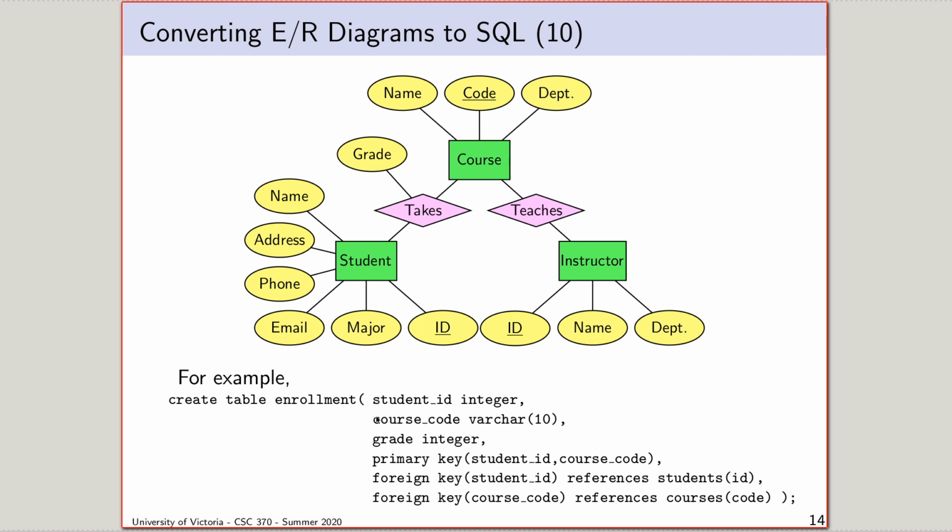But if I tell you student ID, course code, you don't need to know anything about the student table or the course table to get some idea what this table contains. And then final point, just to reemphasize this, notice that the primary key of my table is only the keys of the things joining to the relationship. It is not whatever attributes the relationship contains. Those are just along for the ride.